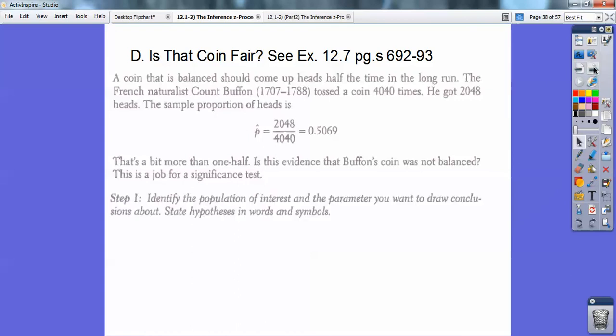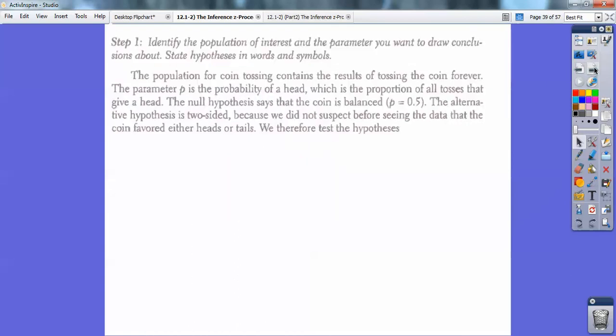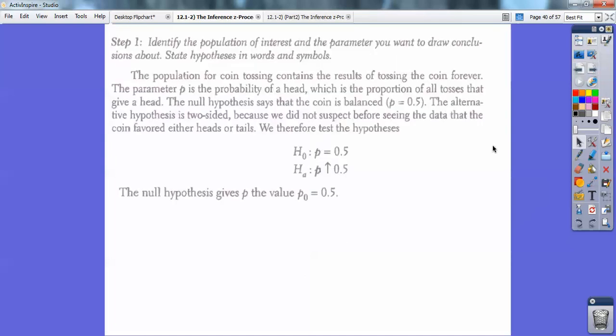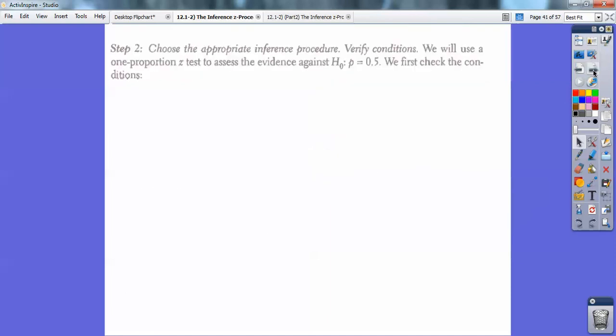So here we go. Identify the population. The population is coin tosses and their results, and the parameter is the proportion of heads among all tosses. The null hypothesis is that p is equal to 0.5, and the alternative is not equal to 0.5. I thought it was not equal to here, but this one says greater than 50%. So I guess we're doing greater than 50%. All right, so it must be greater than.